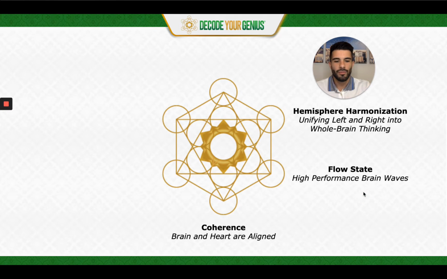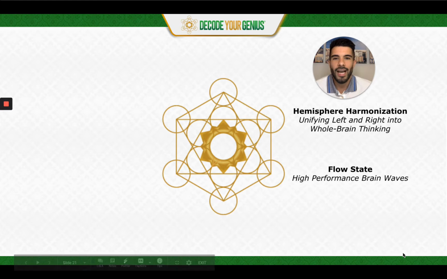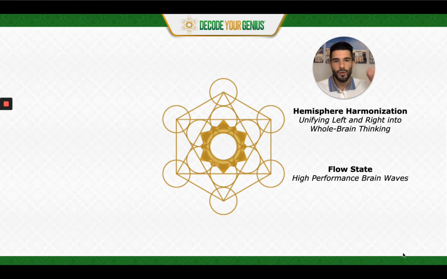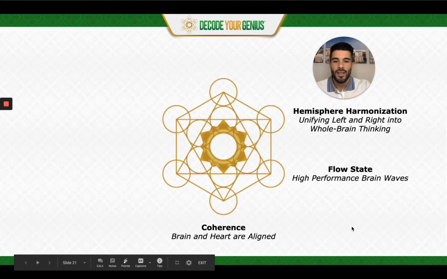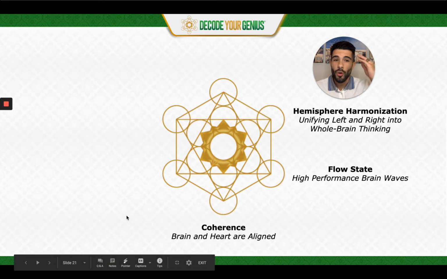Then we got the flow state. Very important. So that's high performance brainwaves. So you can go faster down your path. Then we've got coherence, which is where your brain and your heart are aligned. Okay? So you know what you need to do, and you freaking feel the fire to do that.